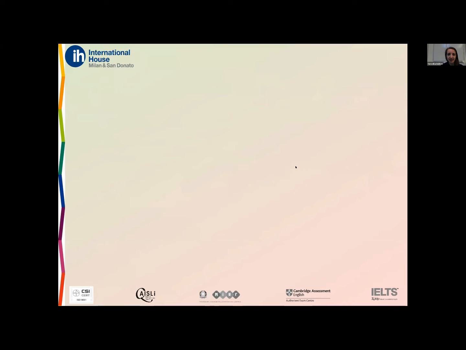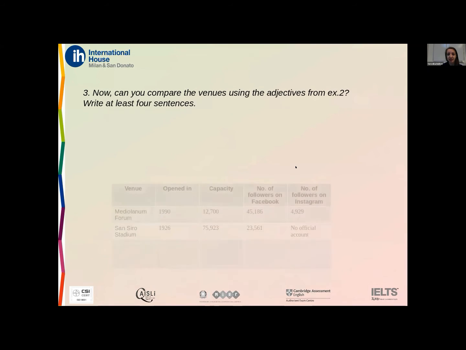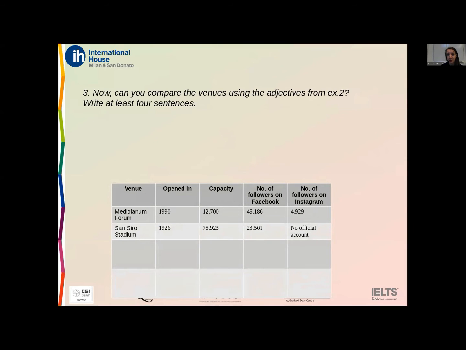And then my next step would be to ask students to come up with sentences using the adjectives from exercise 2. So using this table and the adjectives you've come up with, can you try making some sentences? How can you compare Milano Forum and San Siro?